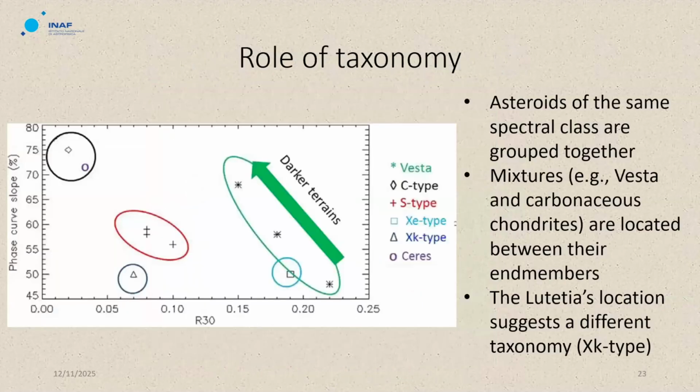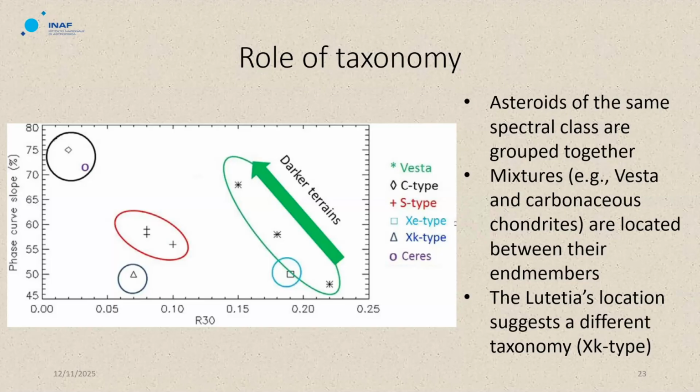The location of the asteroid or the comet in the scatter plot of reflectance as a function of phase curve steepness gives important information, in principle about taxonomy, but also about physical properties. This is the case of all asteroids explored by space missions up to 2020. And we can see that asteroids belonging to the same taxonomic class are grouped together in the scatter plot.